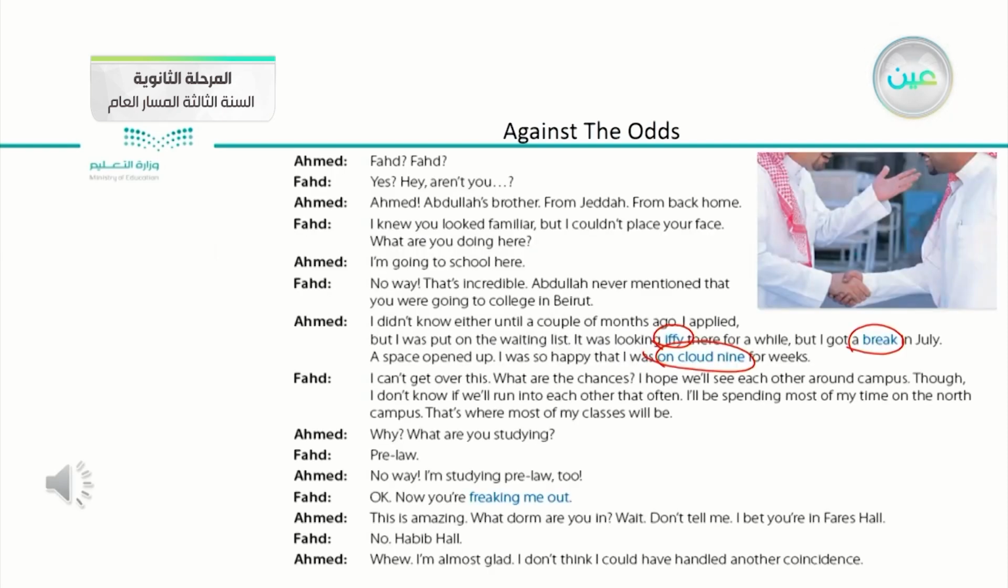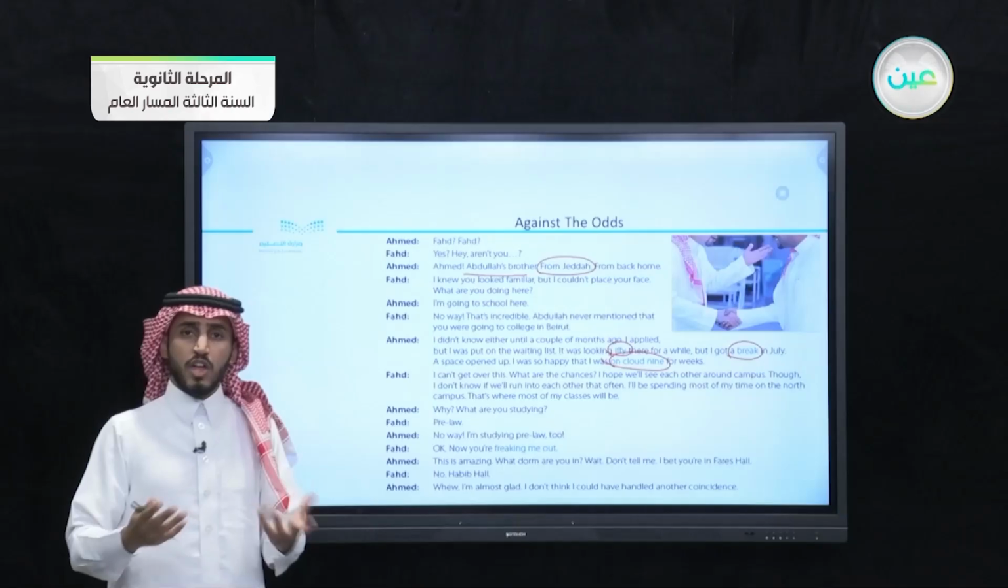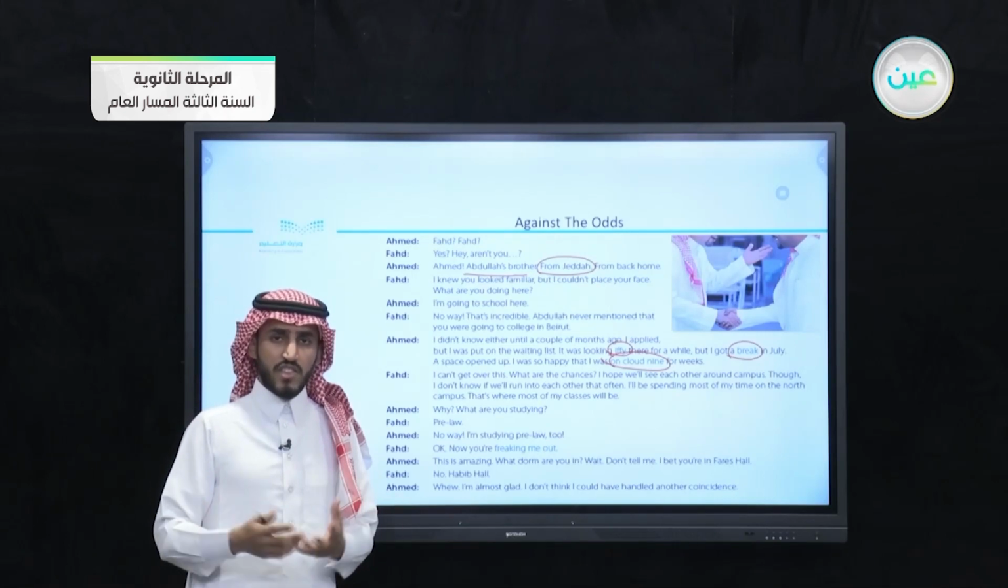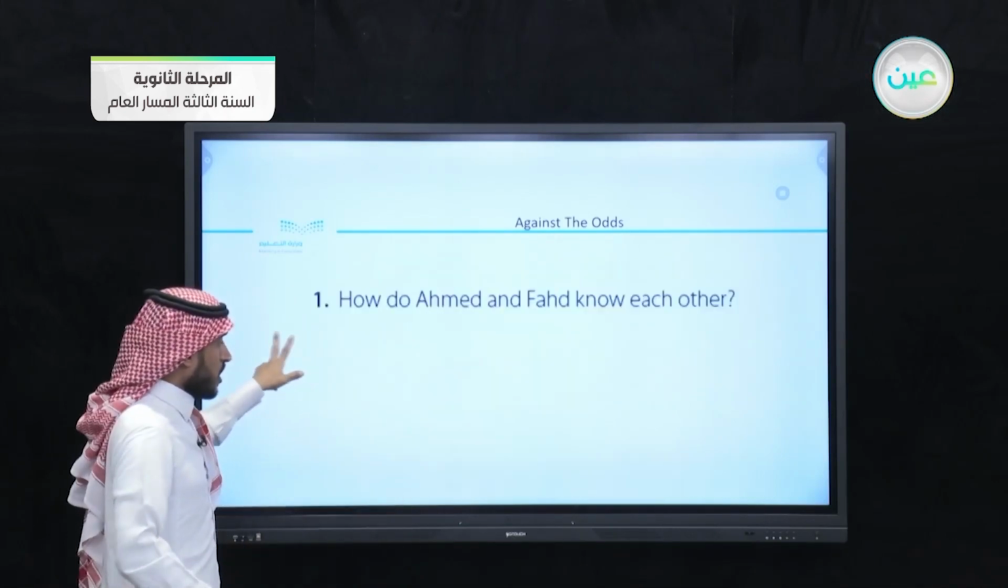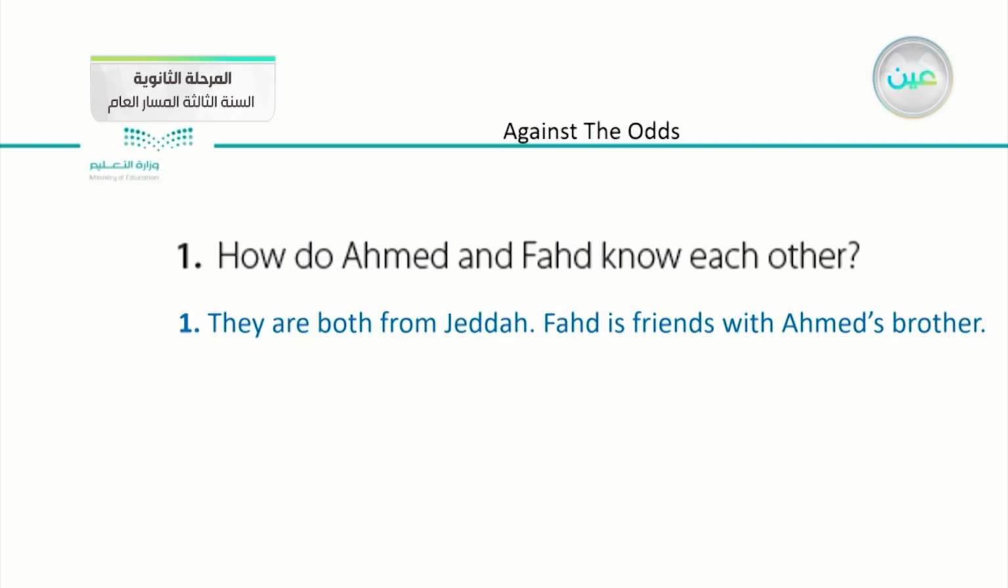Let's go back to the conversation. Okay, first thing, he said Abdullah's brother. This is the first connection between them. And the second thing is from Jeddah. So he is Abdullah's brother and they are both from Jeddah. So they live in the same city. So what is the answer for the first one? They are both from Jeddah. Fahad is friends with Ahmad's brother.